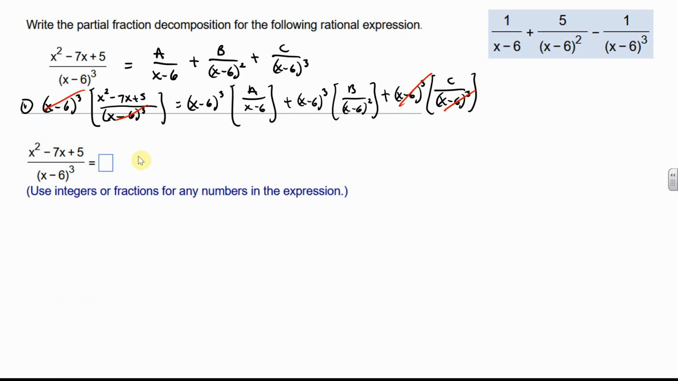So, the left side is x squared minus 7x plus 5, that's equal to a. Now notice that when I divide x minus 6 to the third divided by x minus 6, just one of those cancels out, right? So all I have left is in parentheses x minus 6 to the second plus b, x minus 6 to the third divided by x minus 6 to the second just leaves me with 1 x minus 6.